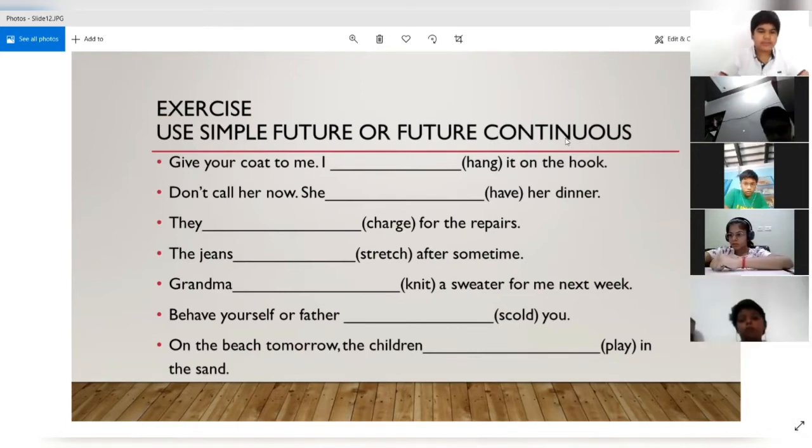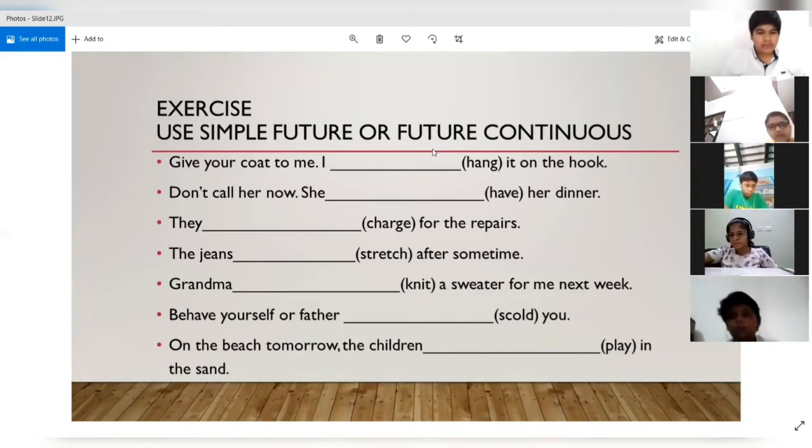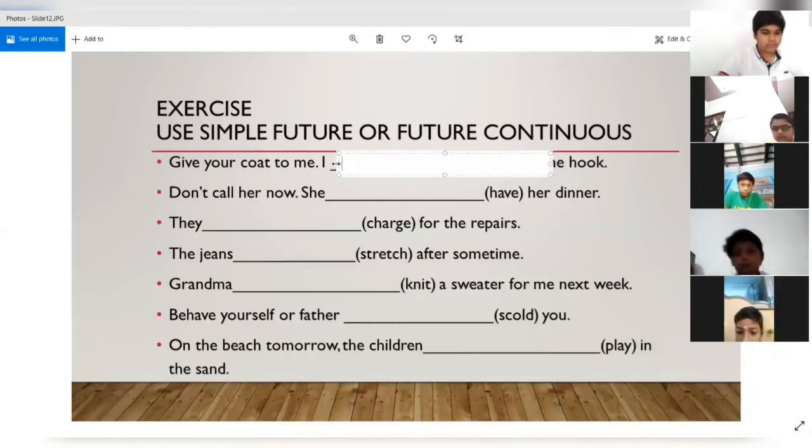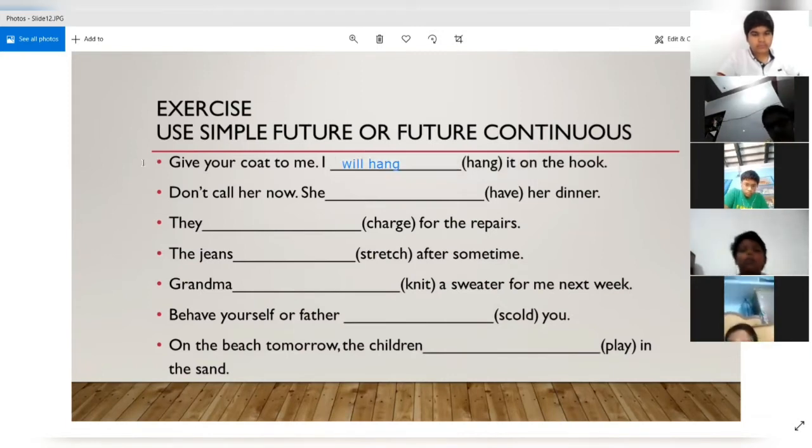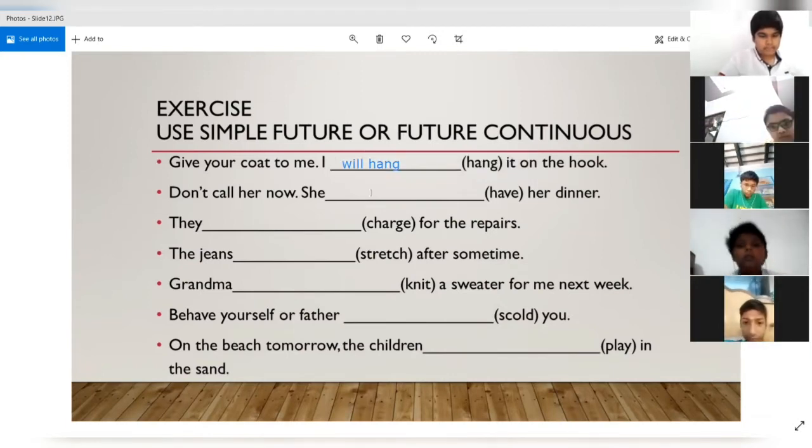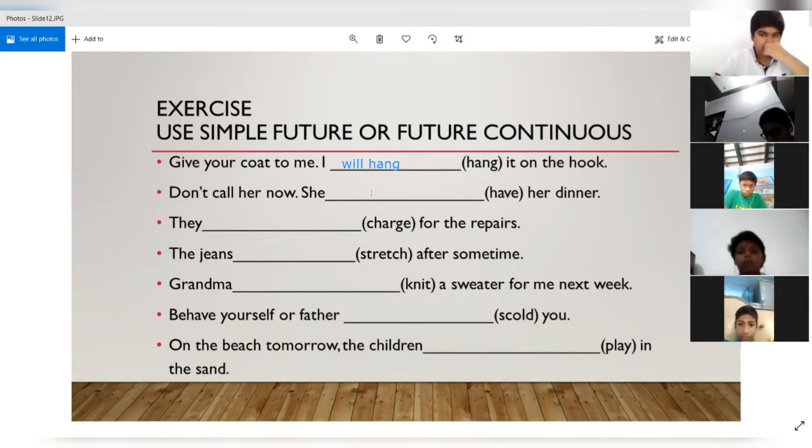Yes. Good morning, teachers. Good morning. It will be give your coat to me. I will hang it on the hook. Yes, it will be I will hang. Yes, correct. Here you are offering help, right? Okay. So you can offer help. We saw in one of the uses of simple future that you can politely ask for giving help to anyone. All right. So it is a case of simple future.